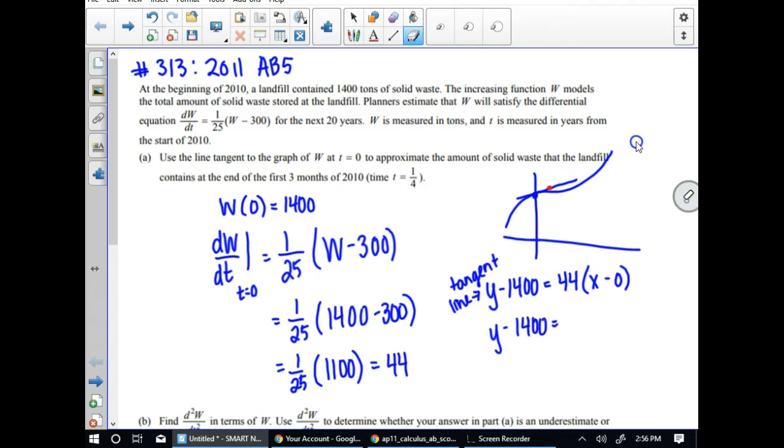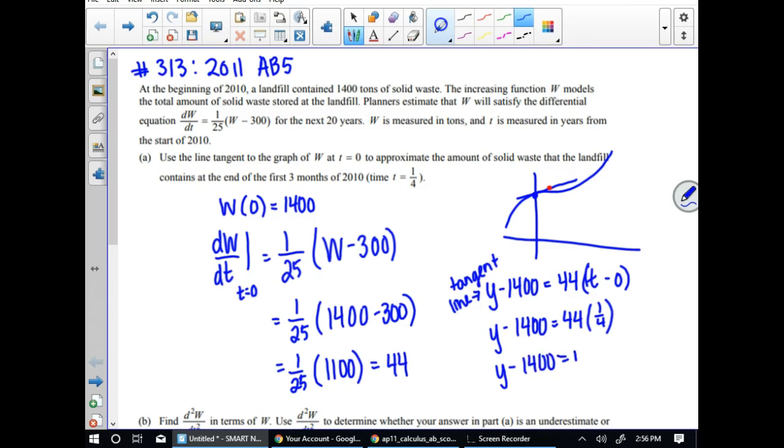I guess really technically I should put a t here instead of an x for that. So 44 times 1/4, and so we get y minus 1,400 equals 11. And we're going to add that 1,400, so y equals 1,411 tons of waste in the landfill after 3 months.